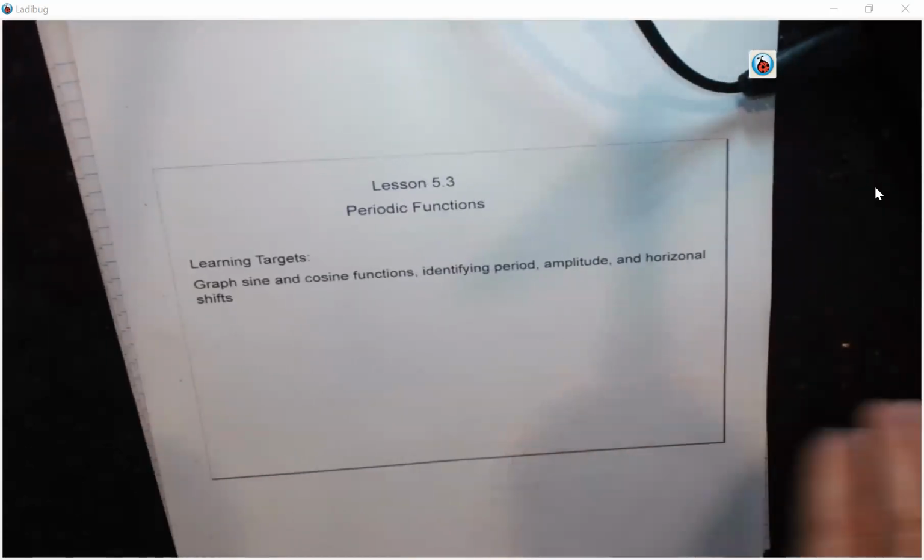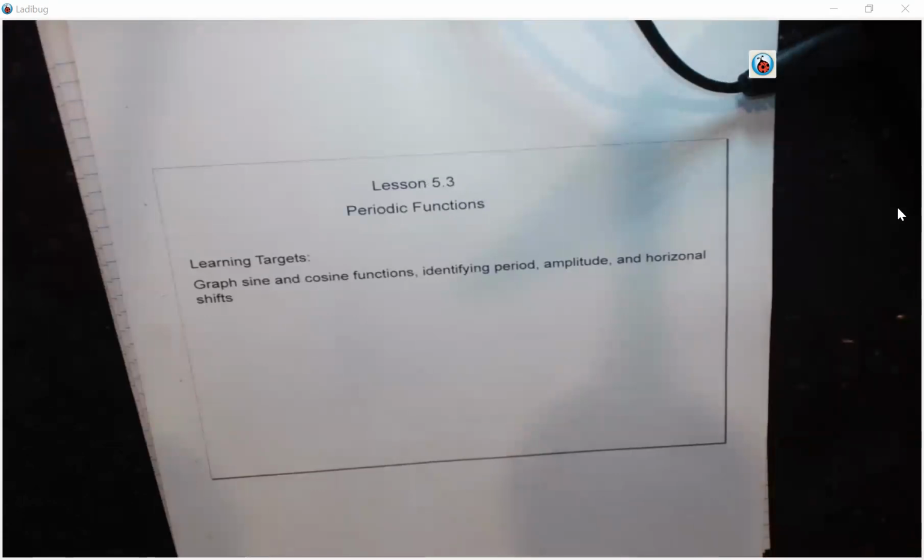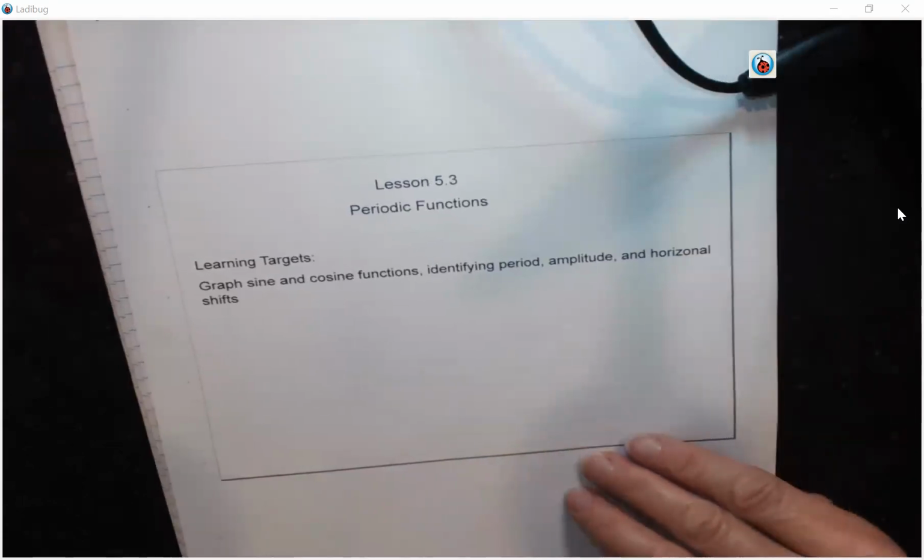Hi, everybody. Today we're going to talk about periodic functions. We will graph sine and cosine functions in particular, identifying period, amplitude, and horizontal shifts. But first, we do need to talk about a definition for a periodic function.